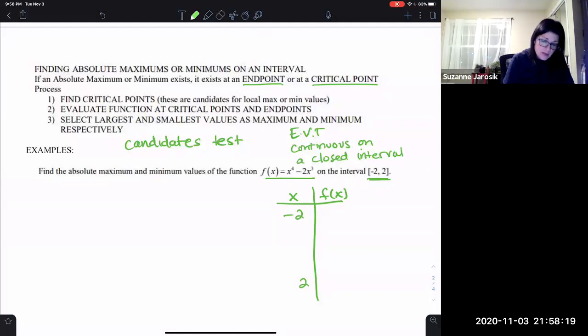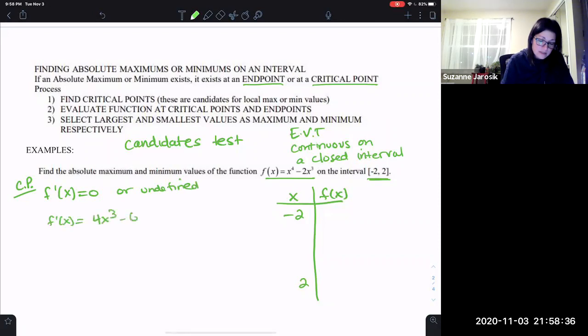Not a problem. So I have to find the derivative because I need critical points. That's where f prime of x is equal to 0 or undefined. So let's get f prime. So f prime is 4x cubed minus 6x squared. It's not going to be undefined. F prime is never undefined. But where is it equal to 0? Well, let's find out. Lots of factoring going on in this section.